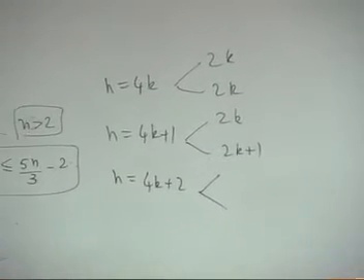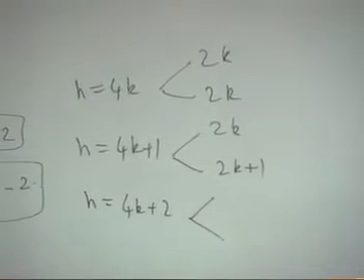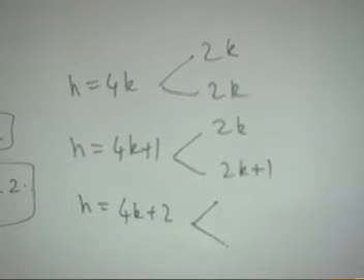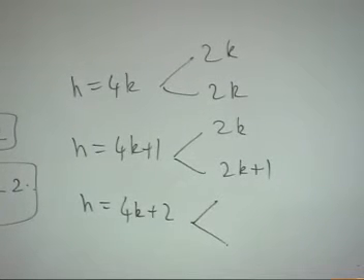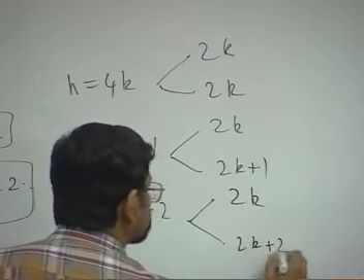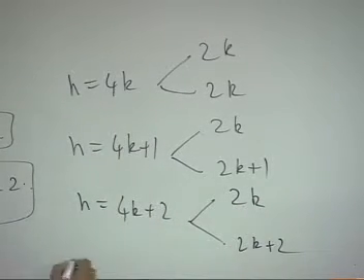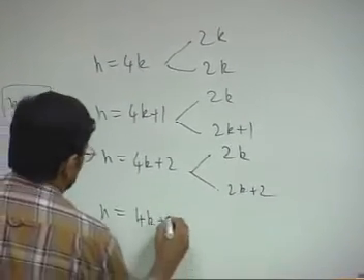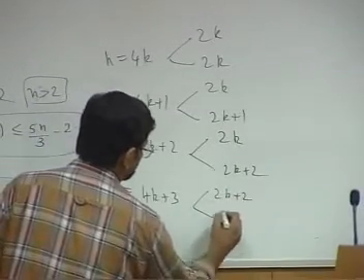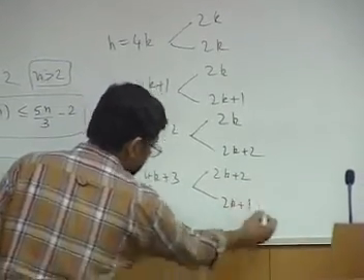And n equal to 4k plus 2, this is the important case. When n is 4k plus 2, I don't want to split as 2k plus 1 and 2k plus 1. Why? Both of them are odd. I don't want to do that. I would like to split as 2k and 2k plus 2. And when n equal to 4k plus 3, well, this is inevitable.